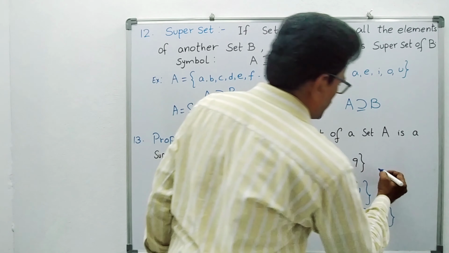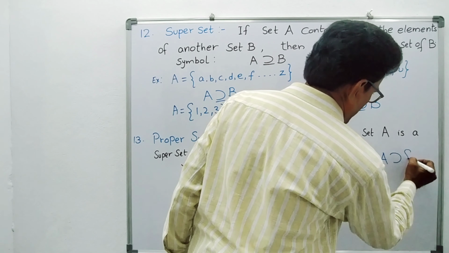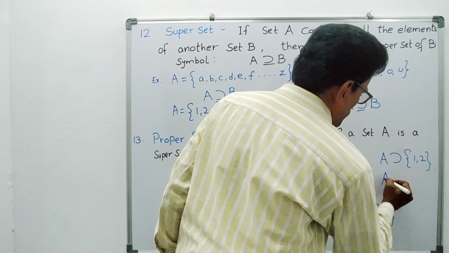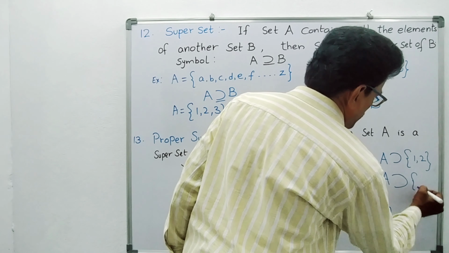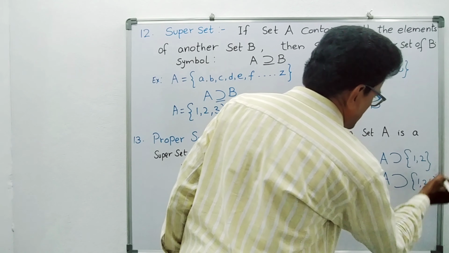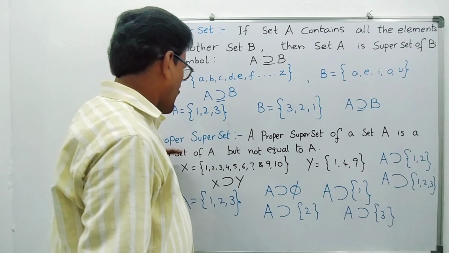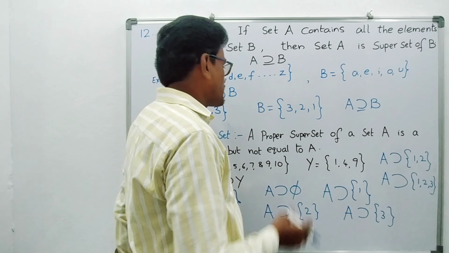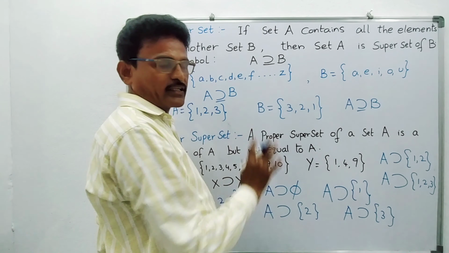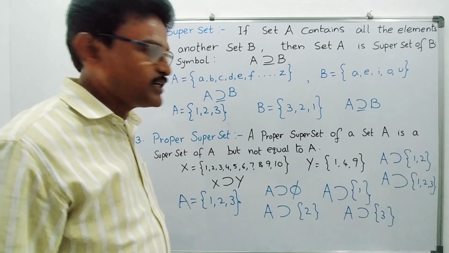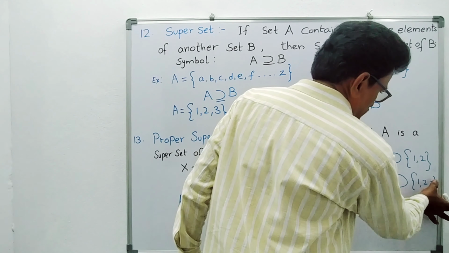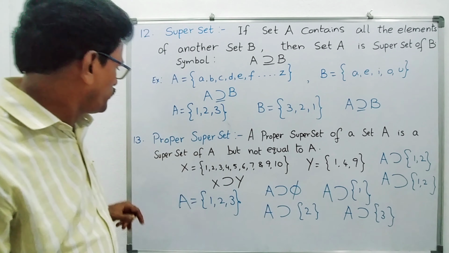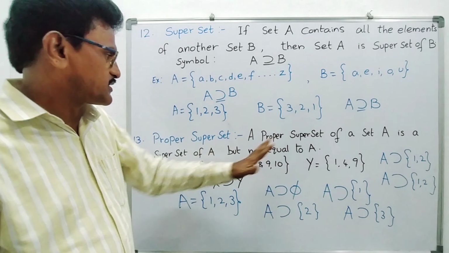Now, A is a superset of {1, 2}. A is a superset of another set that is having elements 1 and 2. But A is a superset of {1, 2, 3}. Is this right? See, proper superset means you have not to write this one. Subset it is okay, superset it is okay, but proper superset means this one you have to not write. At least you have to reduce one element there. Then only we will tell it is a proper superset.